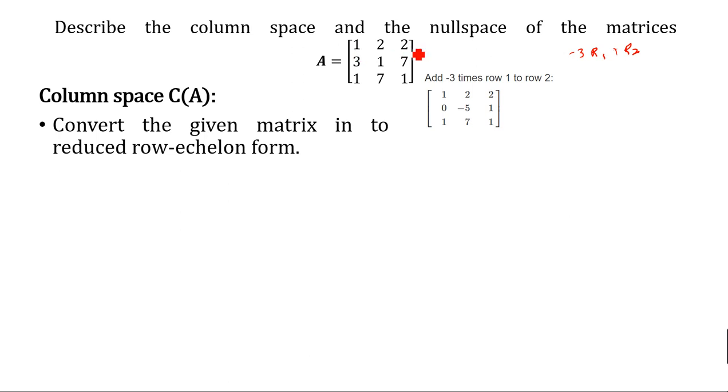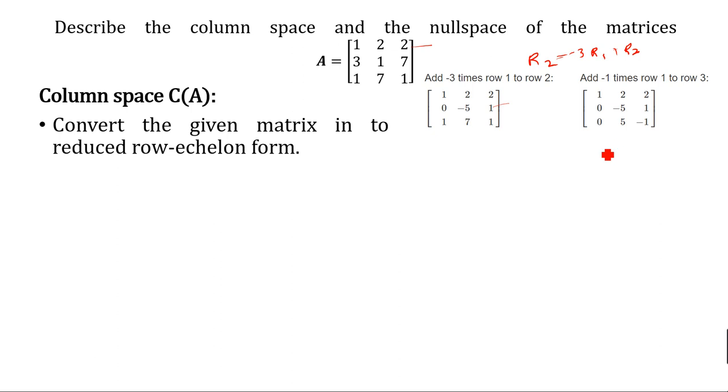Minus 3 is multiplied to row 1. Minus 3 into plus 3, it is 0. R2 is equal to minus 3 into R1 plus R2. The first term is 0. Minus 3 into 2, minus 6. Minus 6 plus 1, minus 5. Minus 3 into 2, minus 6. Minus 6 plus 7, it is plus 1. This is the first operation.